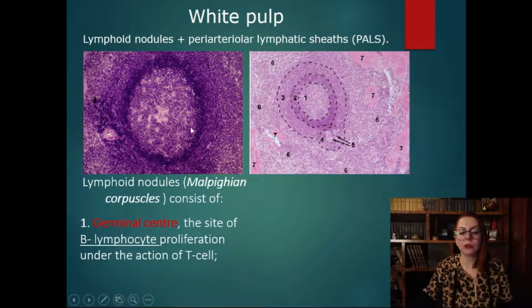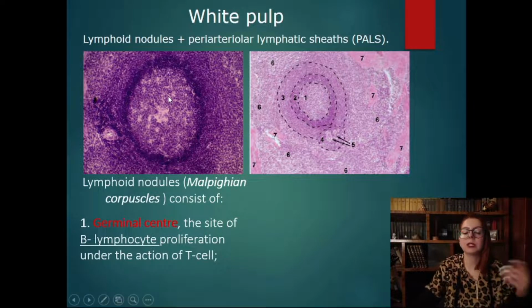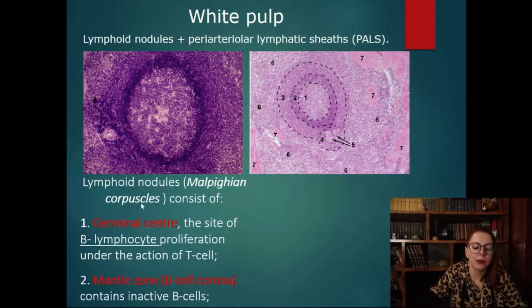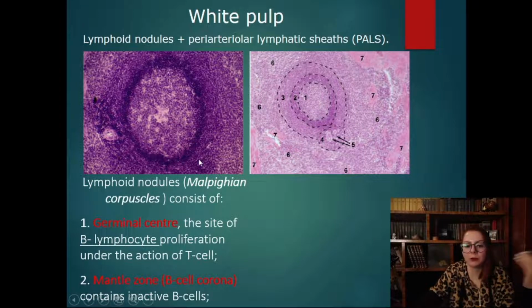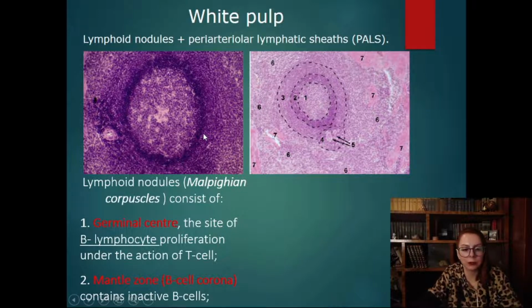they are represented by the germinal center, which is rich in B cells. The same as the lymphoid follicle or nodule in the lymph node. Then the mantle zone surrounding it. Here we can see inactive B cells. That's why these B cells are not involved in the proliferation. They were not activated. They are not needed right now. And it is also called the B cell corona. So the term is even more frequently found in the Western literature.